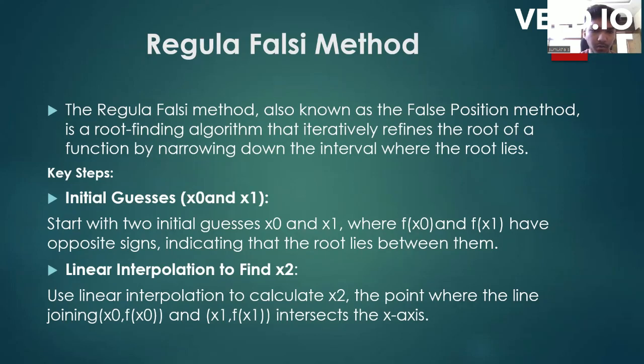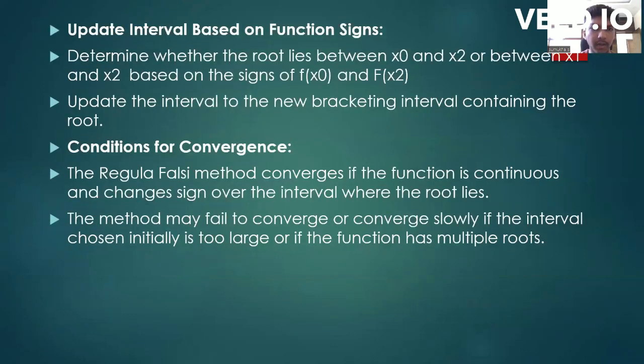Linear interpolation to find x2. Use linear interpolation to calculate x2, the point where the line joining x0, f of x0 and x1, f of x1 intersects the x-axis. Update interval based on function sign. Determine whether the root lies between x0 and x2 or between x2 and x1 based on the signs of f of x0 and f of x2. Update the intervals to the new bracketing interval containing the root.